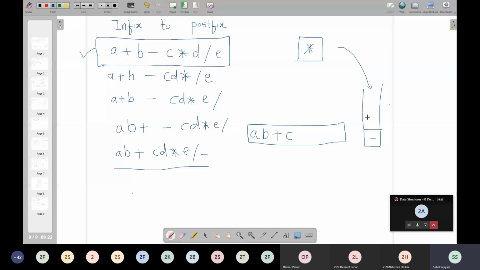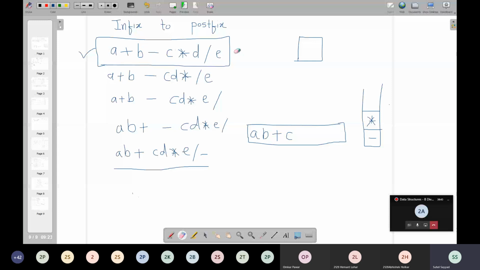So what will happen now? Multiplication will be placed on our stack. Is this step understood, students? How that multiplication went on the stack? Is it clear? Yes, sir. Very good.